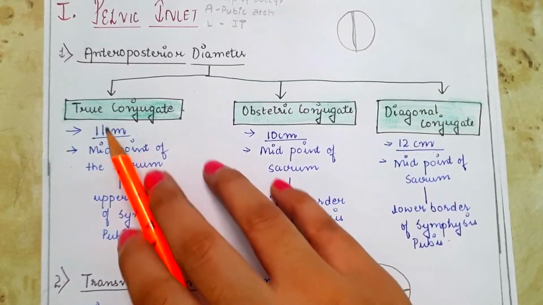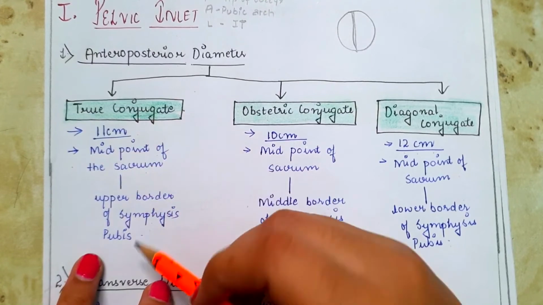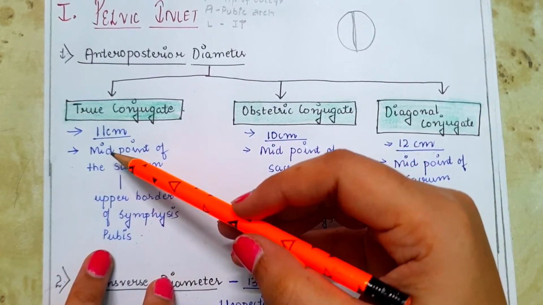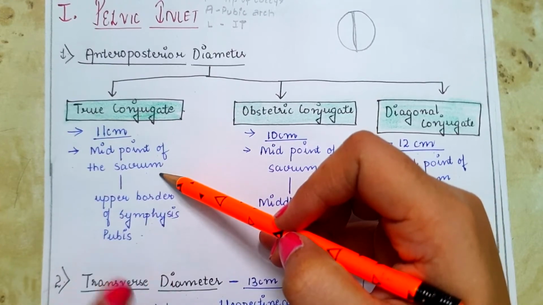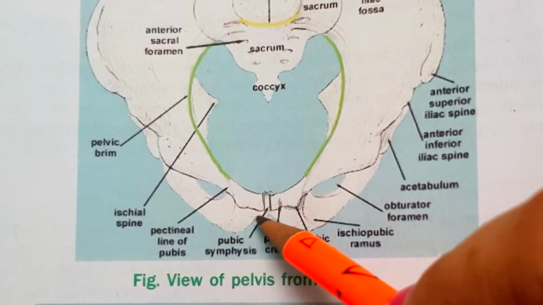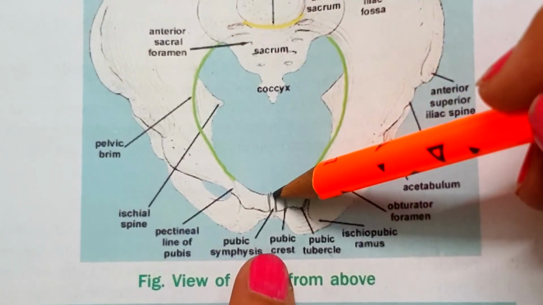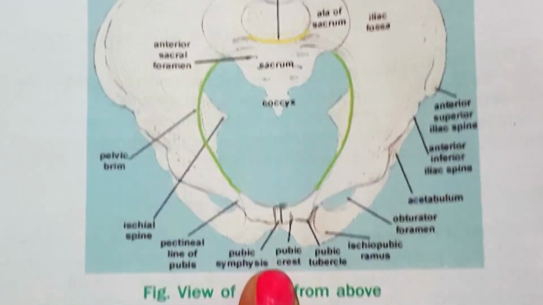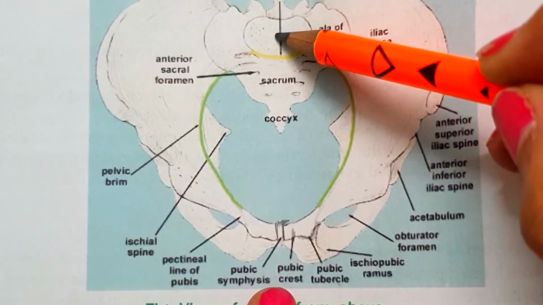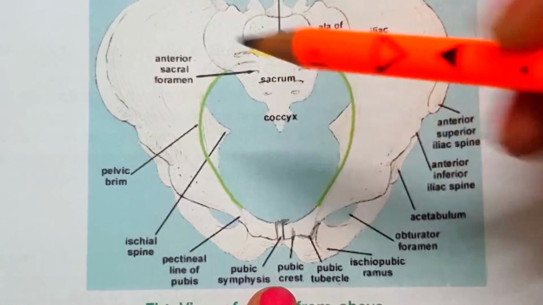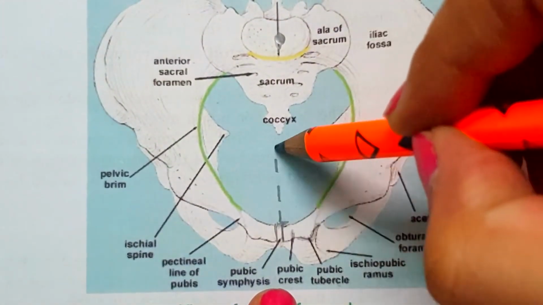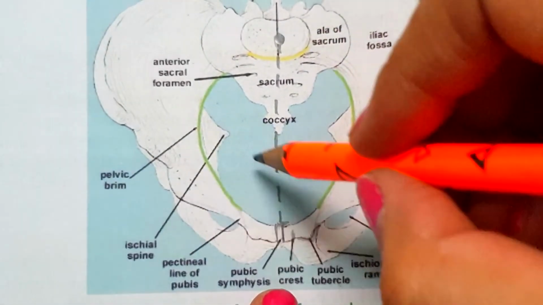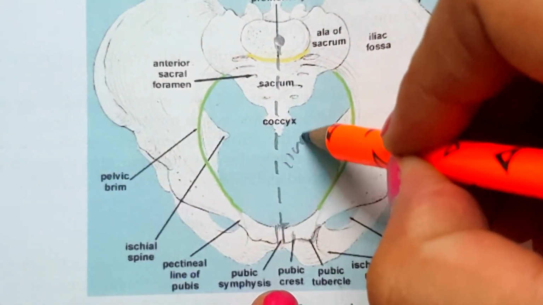Starting with the true conjugate, this is the diameter which extends from the upper border of the symphysis pubis to the midpoint of the sacrum. So this is the symphysis pubis. From the upper border of the symphysis pubis to the mid of the sacrum, this diameter is known as the true conjugate, and it is 11 centimeter.